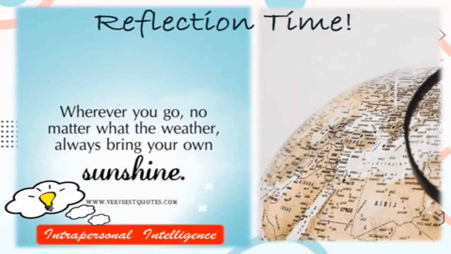Okay, so let's do reflection time. Let's read this short quote. Wherever you go, no matter what the weather, always bring your own sunshine. Every day, there are different types of weather. It's not always a sunny day, but we can make it a sunny day. So let's bring sunshine in our heart. That means being sunny. Have a happy heart. Bring your happiness every day, whether it's a stormy, a snowy, a rainy, or a foggy day.